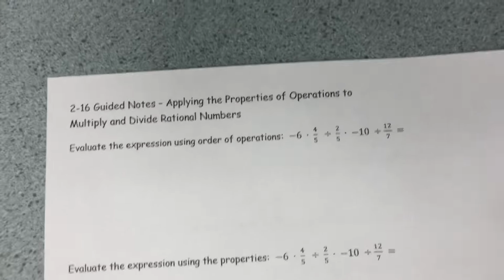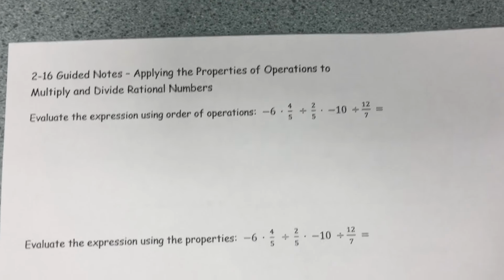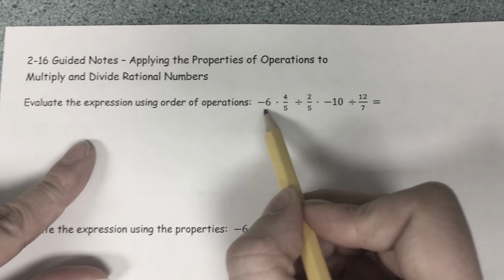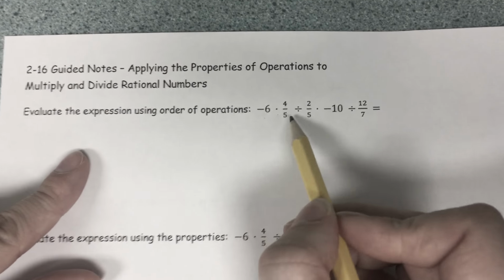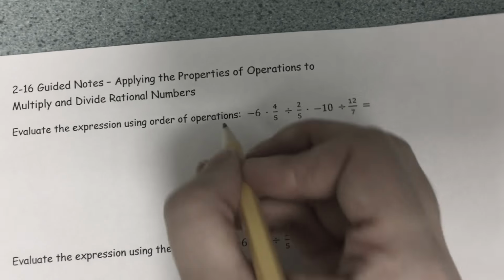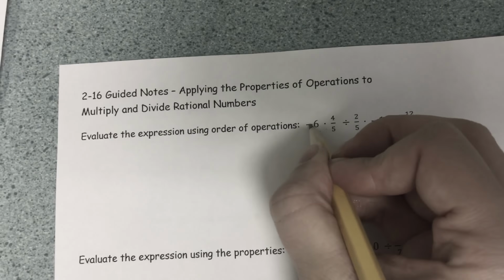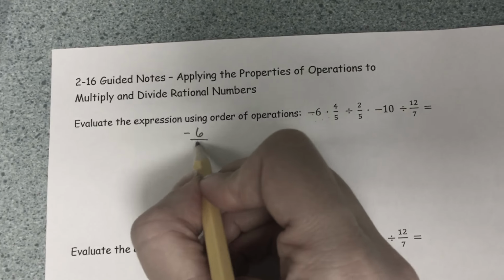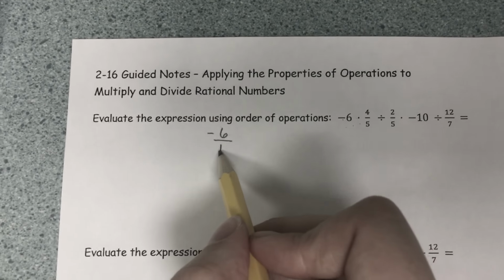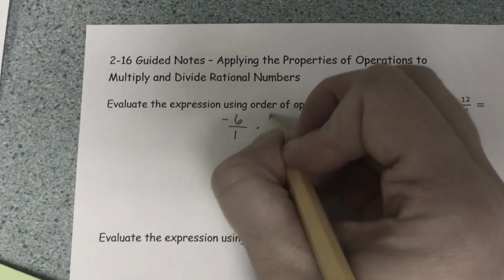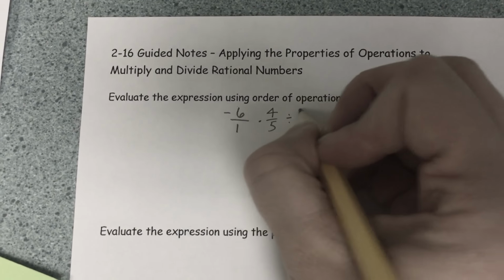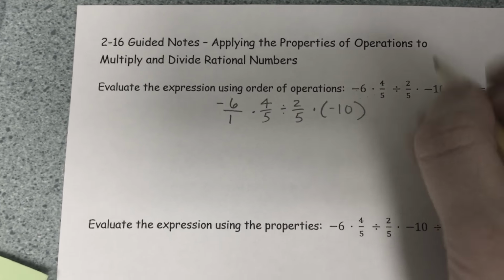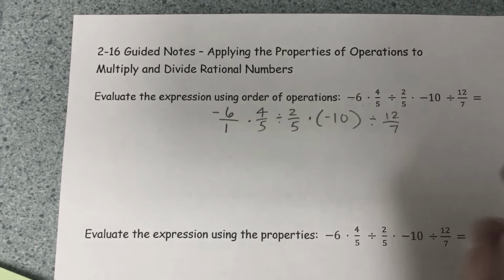All right, our very first problem tells us to evaluate the expression using order of operations. That just means we're going to move from left to right since every single number is either multiplied or divided. So we're first going to take our -6. We could rewrite that as -6 over 1, which is the same thing. -6 divided by 1 is -6, times 4/5, divided by 2/5, times -10, divided by 12 over 7.